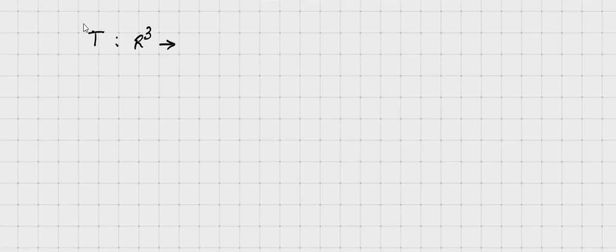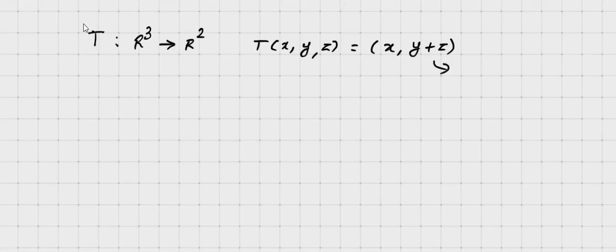It is quite obvious if we know a linear transformation. For example, T is a linear transformation defined from R3 to R2 by T of x comma y comma z equals x comma y plus z. If we know the transformation, it is easier to find out the output if the input is given.